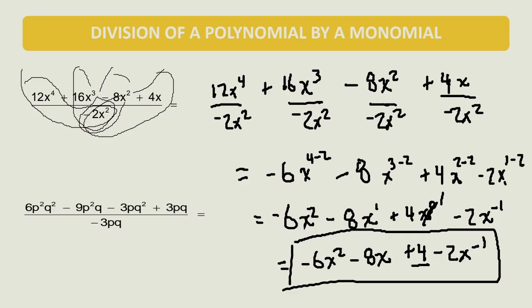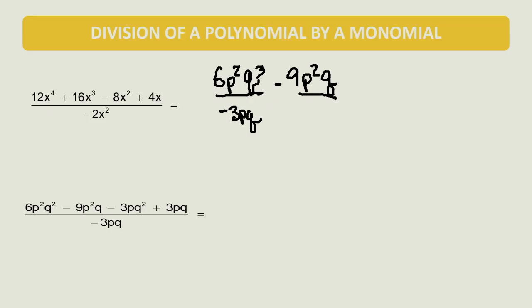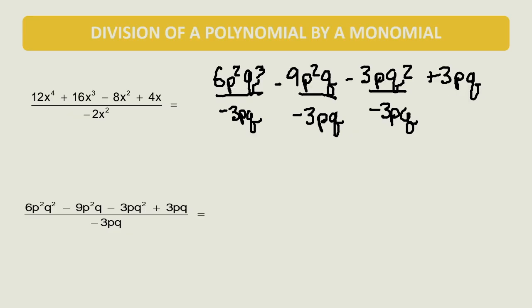Okay, let's try the next one. Okay, so the next one, same thing. We're going to split it into 4 fractions. So I have 6p squared q cubed over, I'm going to stop saying everything out loud because that's probably super annoying. And while I'm writing all that out, again, you do not need to write this step at all.